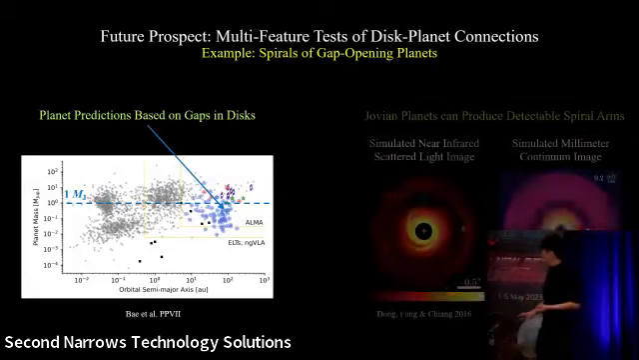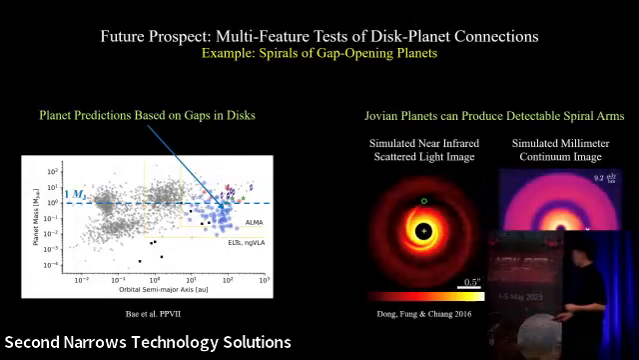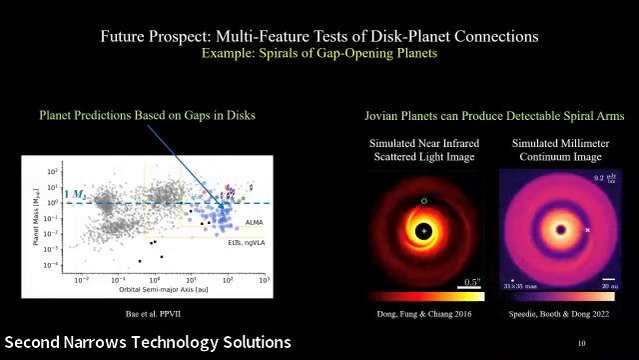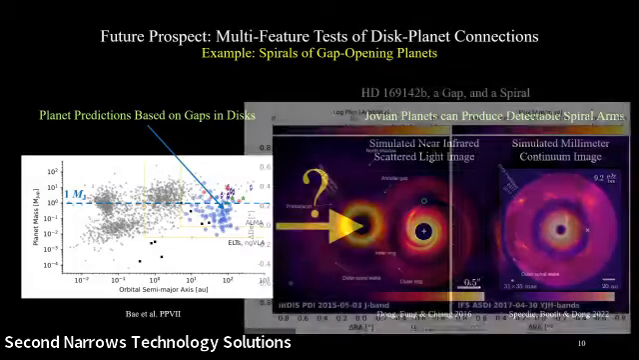spiral arms. Here are 2 images showing synthetic near-infrared scattered light and synthetic ALMA millimeter continuum emission maps of a Jovian planet at tens of AU. Sure, you see the gap, but you also see the spirals pretty clearly. So whether those predicted gap-opening planets are producing the expected spirals is a test. So very recently, here is an example.